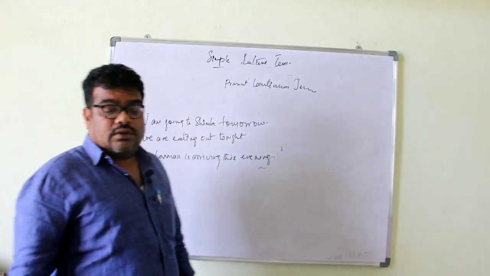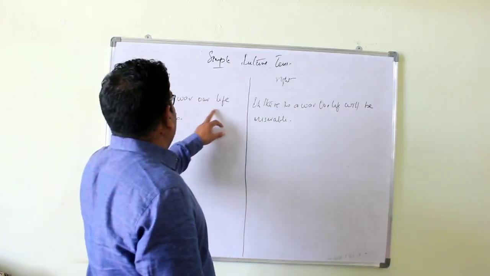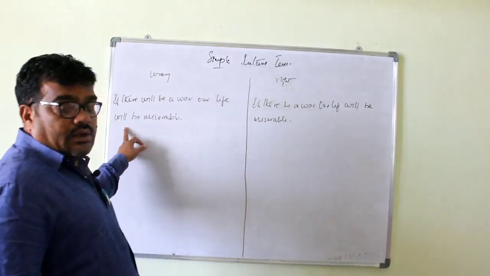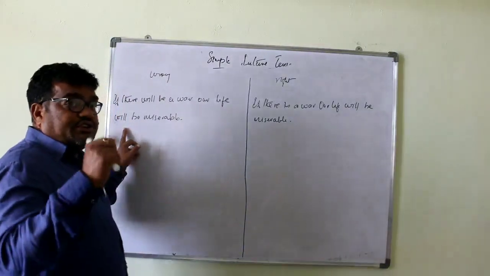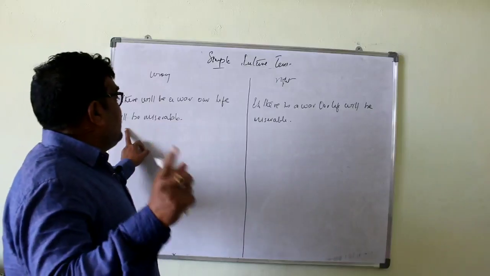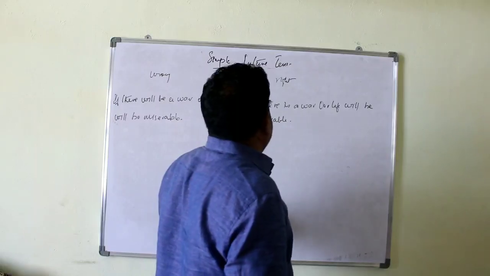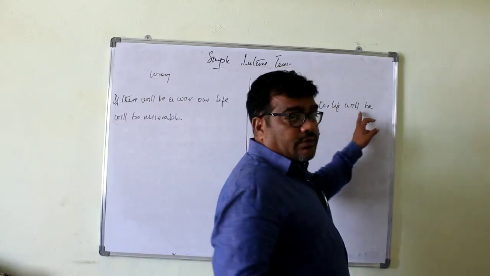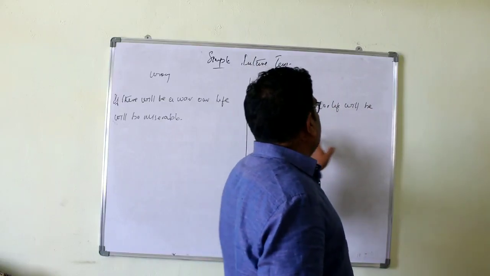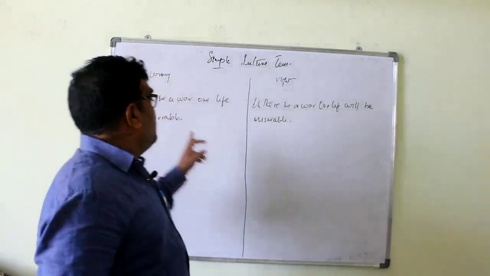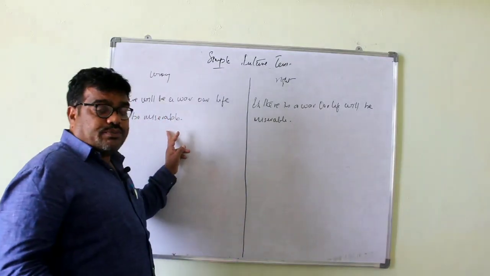Right now, some typical mistakes. If there will be a war, our life will be miserable. You have to use a future tense only in the principal clause. In the if clause, you have to use only the present tense. So the correct form is, if there is a war, our life will be miserable. You have to use present tense in the if clause and future tense in the principal clause.